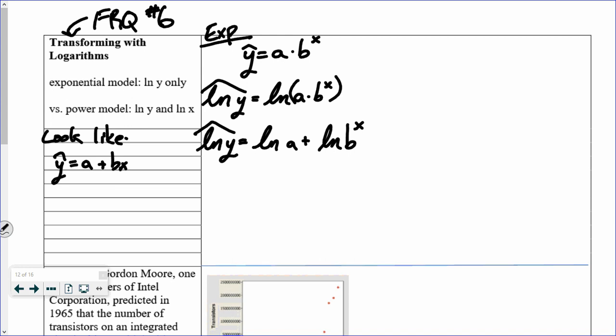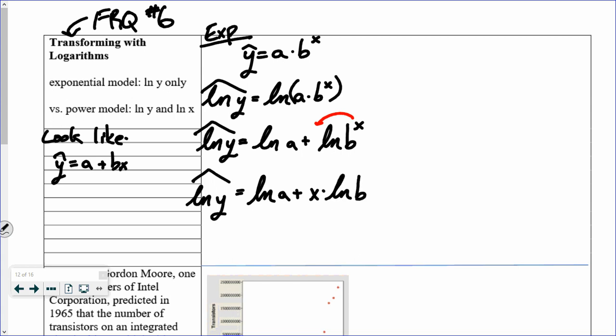We can make one more step with our logarithmic transformations. We can turn this into predicted natural log of y equals the natural log of a. A is a constant, so the natural log of a is a constant. If you take the natural logarithm of a constant, you end up with a constant. We can do one more thing. We can use our power rule for exponents. We can bring that x out front, and we can turn this into x times natural log of b.